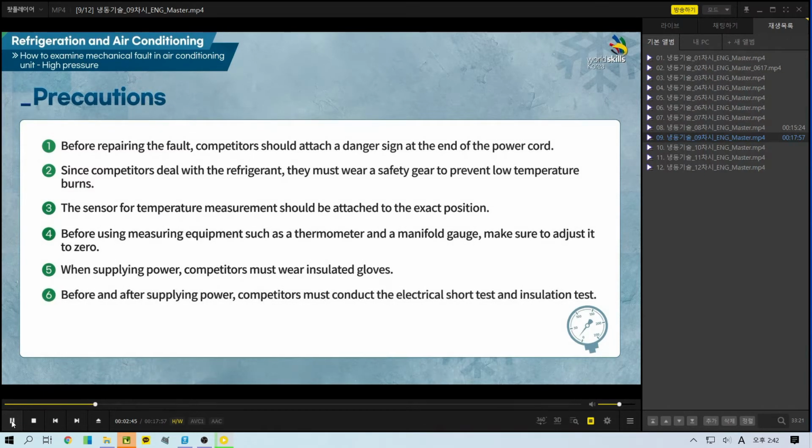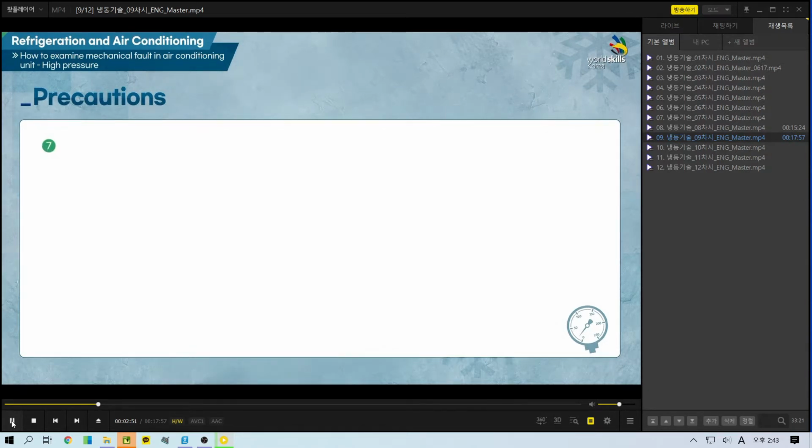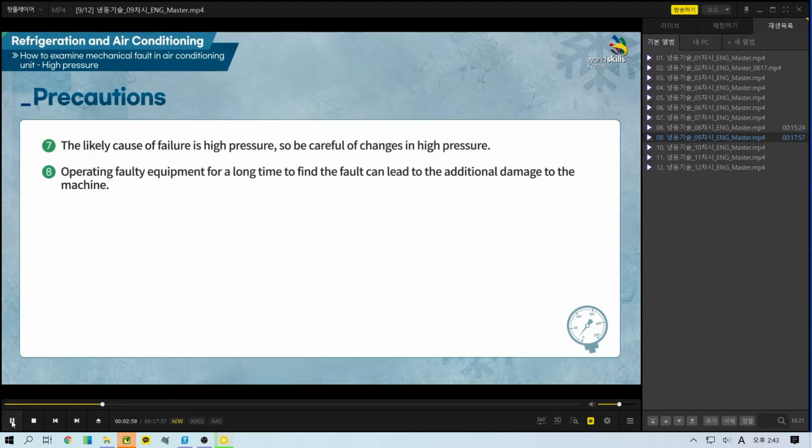Sixth, before and after supplying power, make sure to conduct the electrical short test and insulation test. Seventh, the likely cause of failure is high pressure, so be careful of changes in high pressure. Eighth, operating faulty equipment for a long time to find the fault can lead to additional damage to the machine.